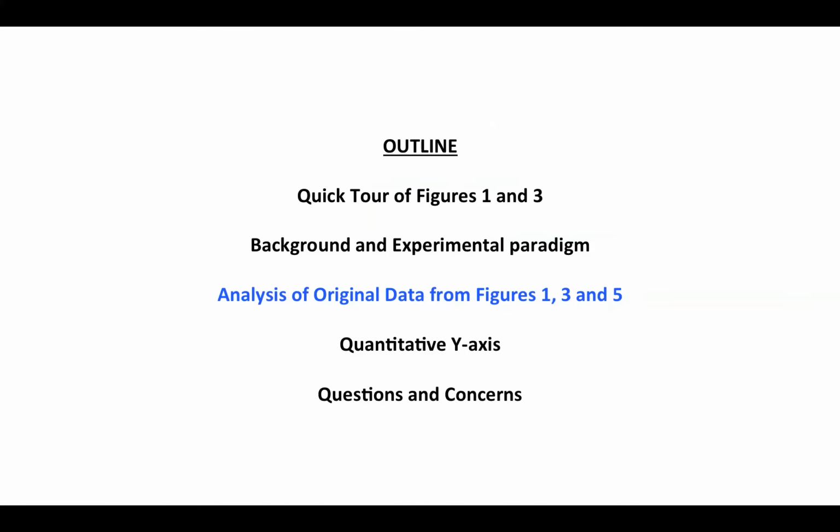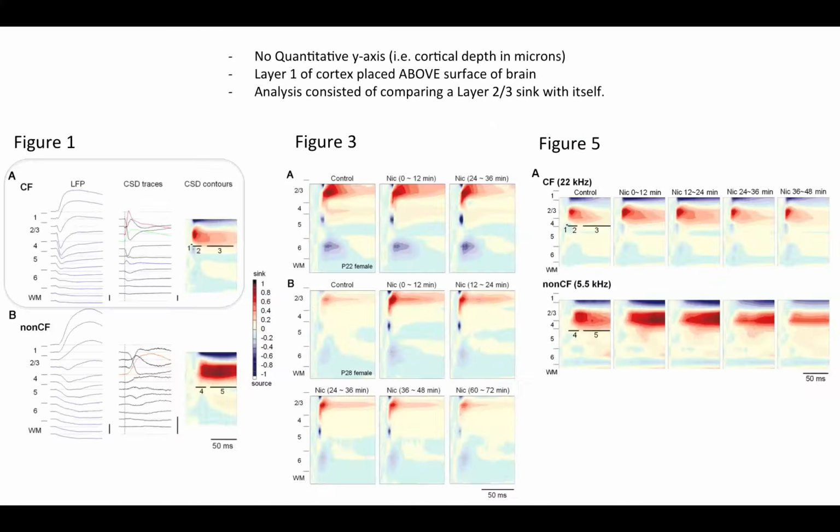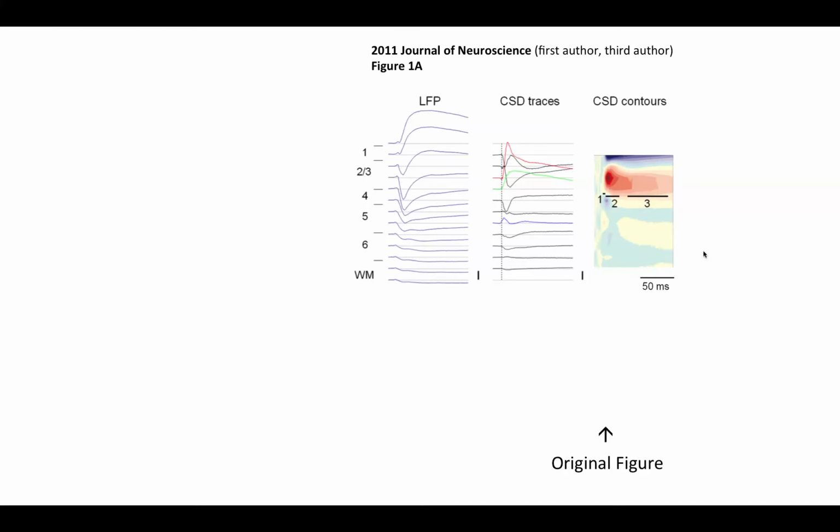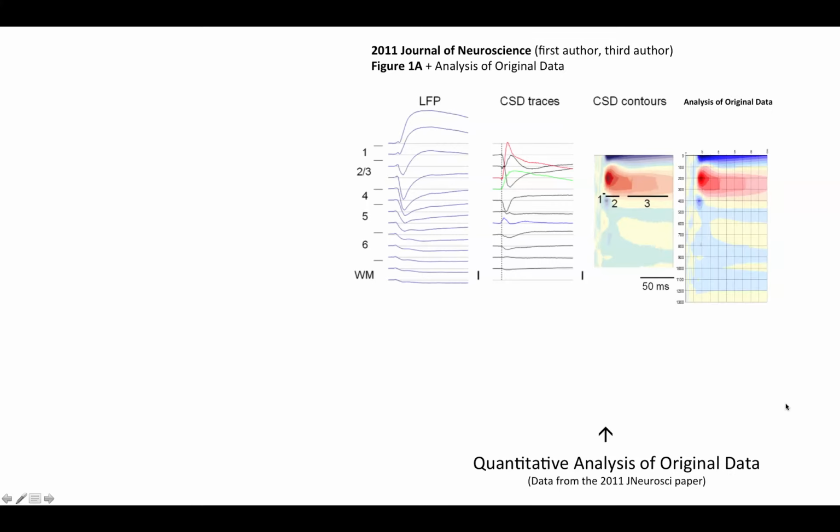So, analysis of the original data from figures 1, 3, and 5. I'll start with figure 1a. So here is the original figure. Again, notice that there is no quantitative y-axis. There's just a categorical y-axis. Readers, reviewers, and editors are not given any idea of what cortical depth these are recorded from. There's also no y-axis scale bar. And there are 3 LFP traces missing and 3 CSD traces missing.